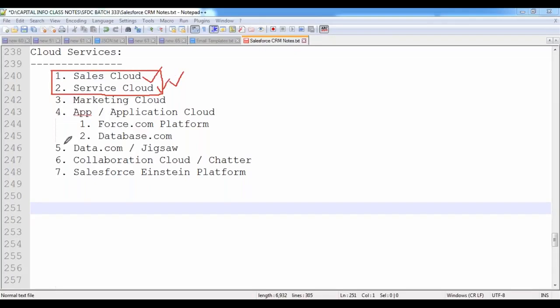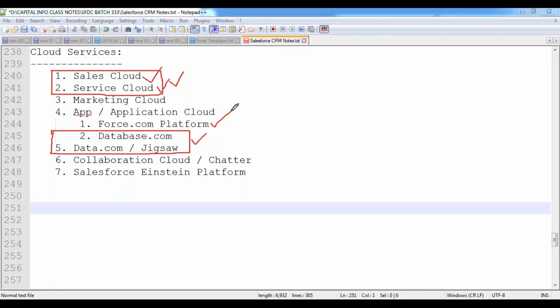Next, you will have one more question. What is the difference between Database.com and Data.com? It's a common question. Third one, the difference between Salesforce.com and Force.com. It's a common question. These are the three common questions from the interview point of view as part of these cloud services.